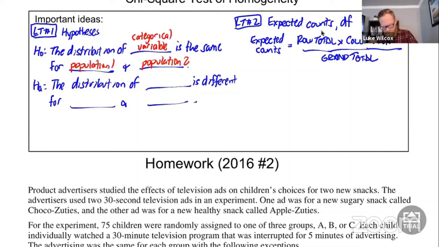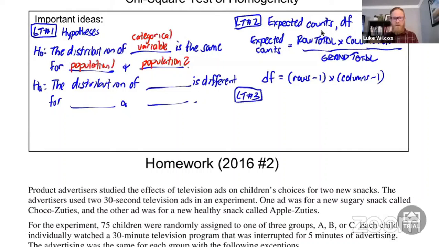And then the other formula that we uncovered was the formula for degrees of freedom when you have a 2-way table. It's just the number of rows minus 1 times the number of columns minus 1. And then the last learning target really was the 4-step significance test. And all I'm going to mention here in the important ideas is the big difference between the chi-squared goodness of fit test and the chi-squared test for homogeneity.